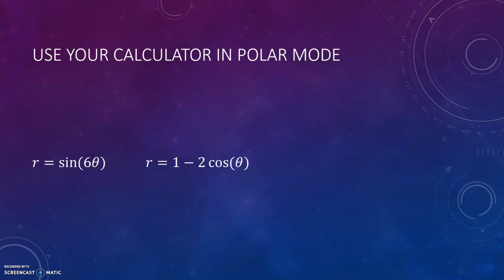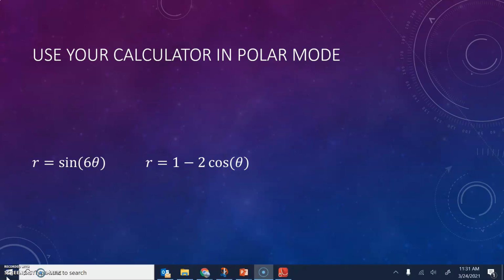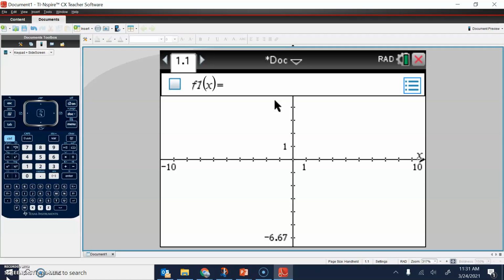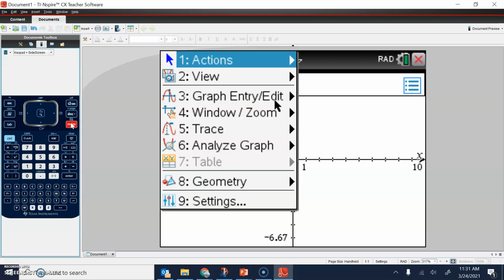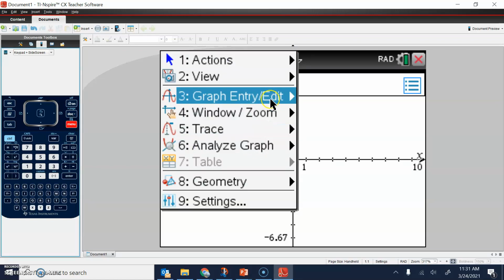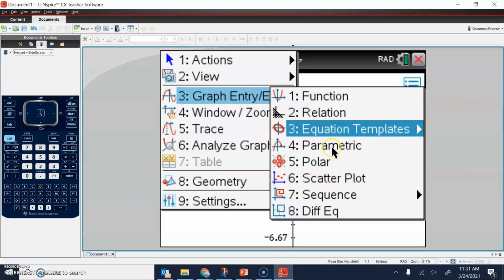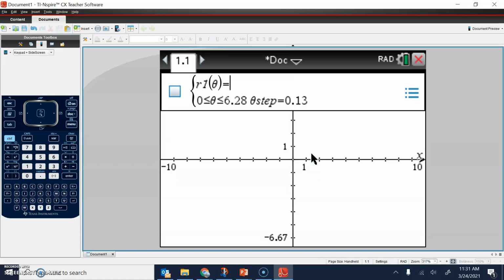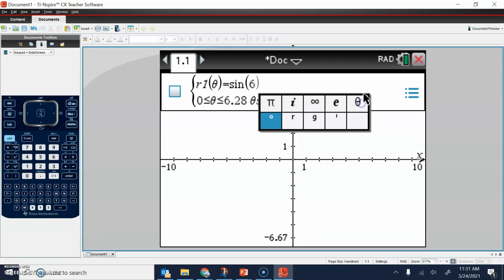You can also use your calculator in polar mode to graph these things, so I'm going to show you how to do that. If we want to graph r equals sine of 6 theta, we grab our graphing calculator and we open up a graphing window. And if you go Menu, Graph Entry Edit, we can choose polar in that format. So we're going to do sine of 6, and then theta, I believe, is on this pi button. Yep, there it is.